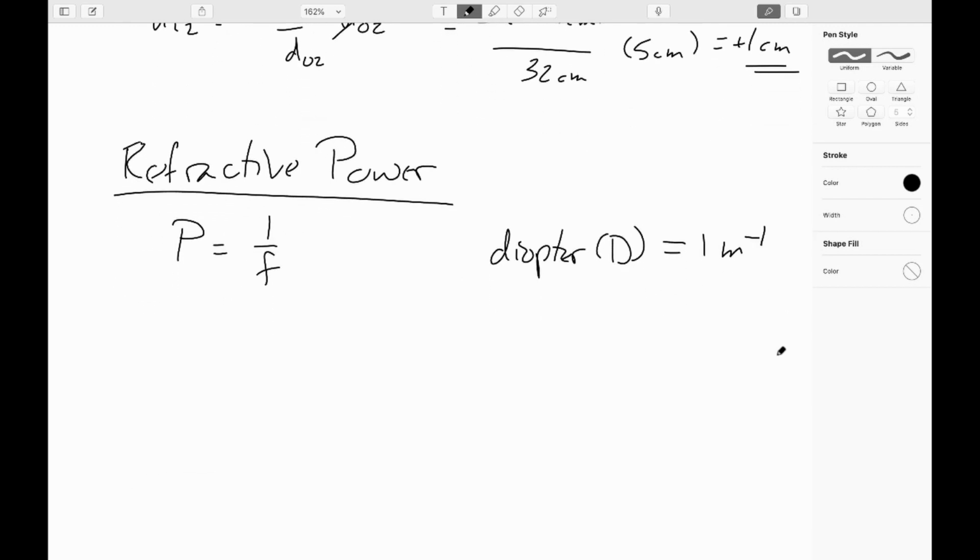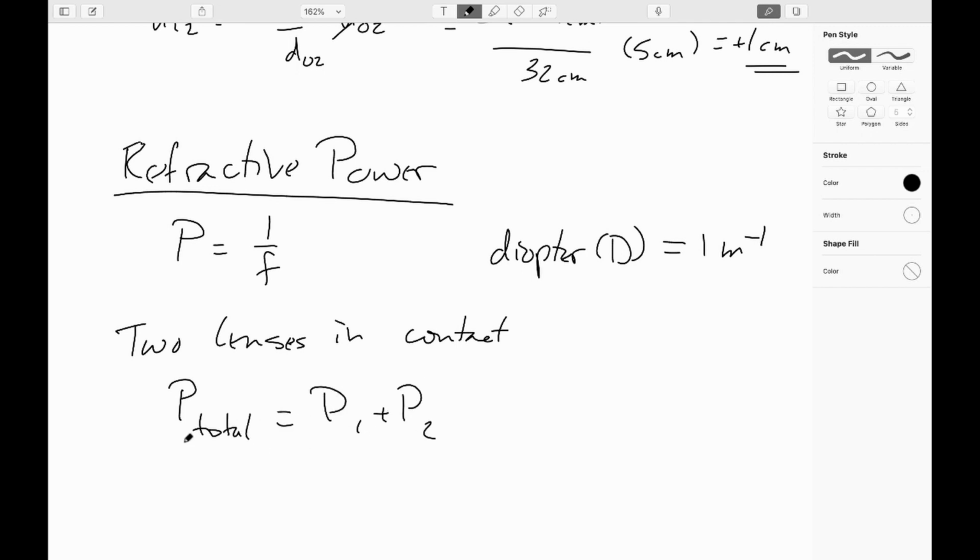Well, it turns out that if you have two lenses in contact, the refractive power of the combination is equal to the sum of the refractive powers, which is why opticians like that. So this is why you tend to see it for eyeglass and contact lens prescriptions.